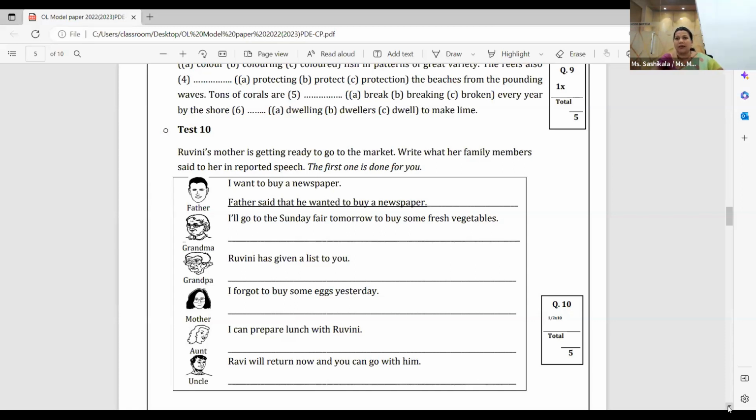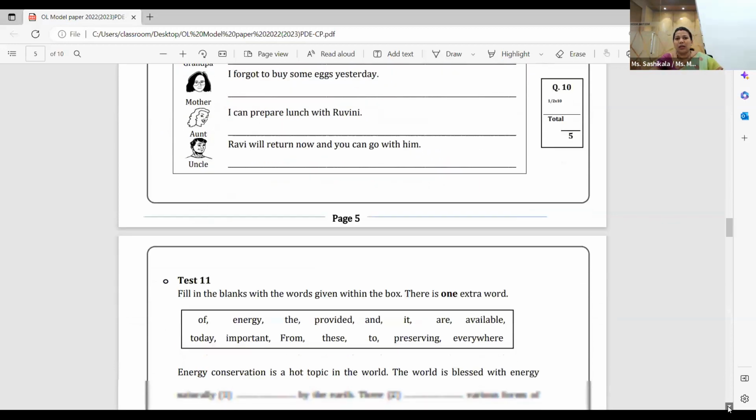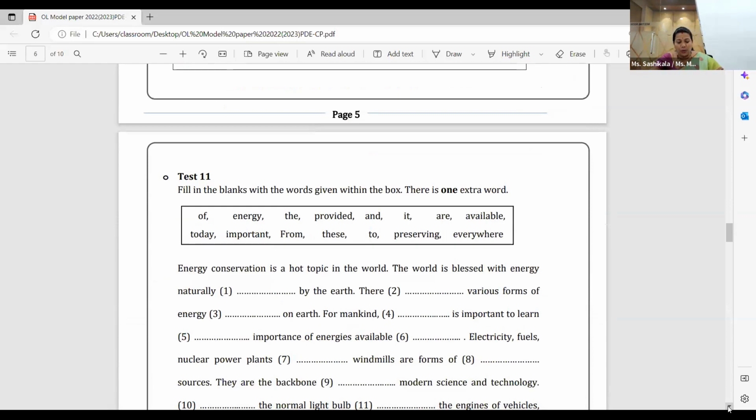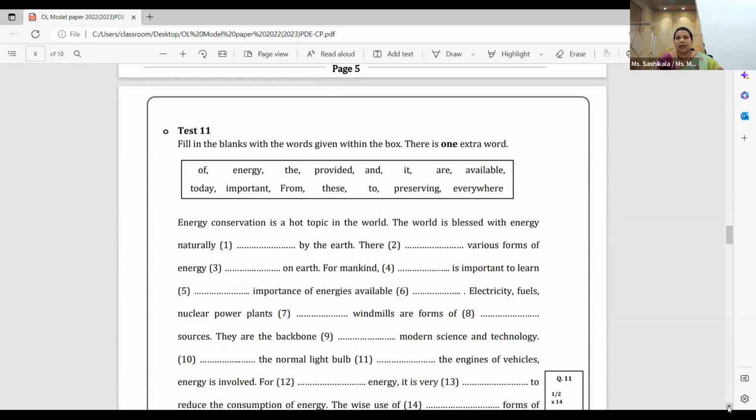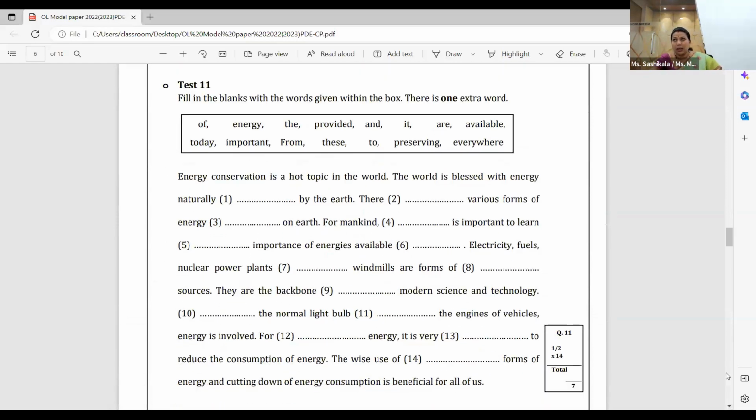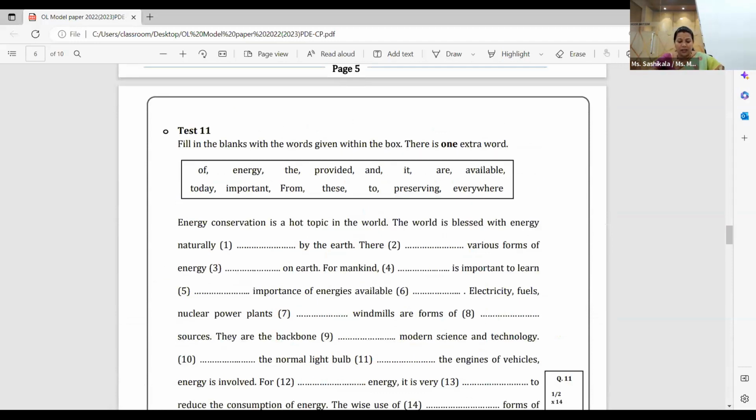Okay, children, I gave a small translation in Tamil. Let us move to the next question. Test 11. In this question, your vocabulary is tested. This is a question where vocabulary or your word power is checked.